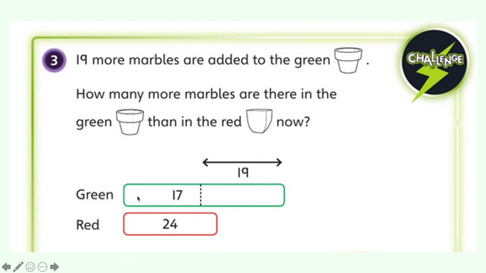So we've got a green pot here and a red pot. At the moment, we've got 17 marbles in our green pot, and we've got 24 marbles in our red pot. And you can see that, look, the 24 bar is bigger than the 17. But now we're going to add 19 more marbles to our green pot. And you can see it's getting bigger because there are more marbles. Then we need to work out how many more marbles are there in the green altogether than the red.